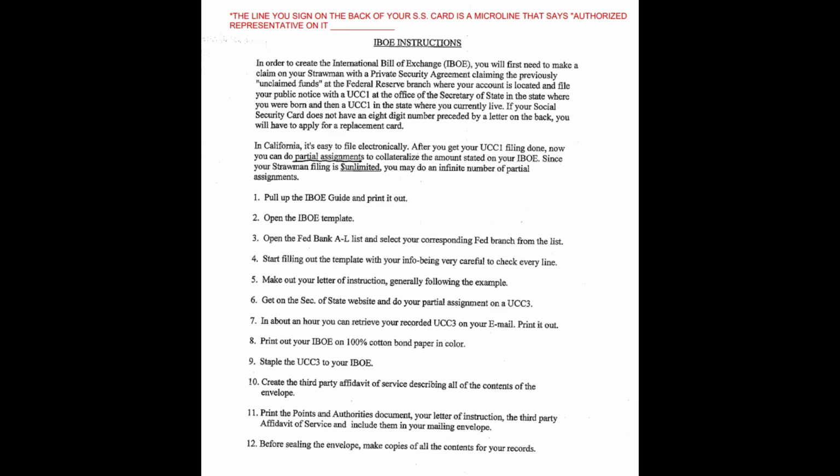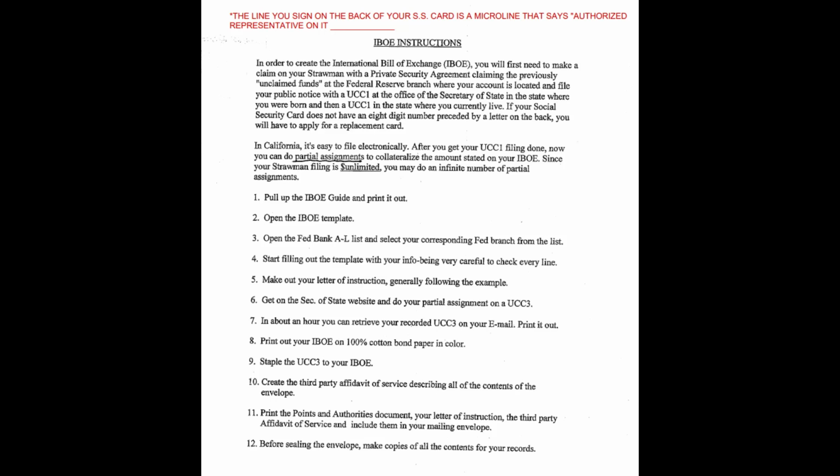In about an hour, you can retrieve the recorded UCC3 in your email and print it out. Print out your IBOE on 100% cotton bond paper, and print it in color as well. And you staple the UCC3, which is going to make your instrument valid, and it's going to give them a reference number for them to go look it up at the Secretary of State website. So, and that's your private bank. So they're going to see that there is a value there. So staple the UCC3 to the IBOE.